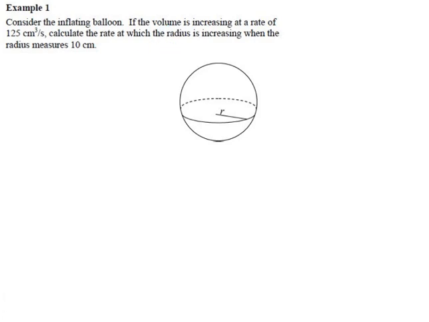So when you have a situation like this, there's going to be two variables changing, in this case volume and radius, and you need some formula that ties together volume and radius, and there's a pretty obvious one. The volume of a sphere is 4/3 pi times the radius of the sphere cubed.